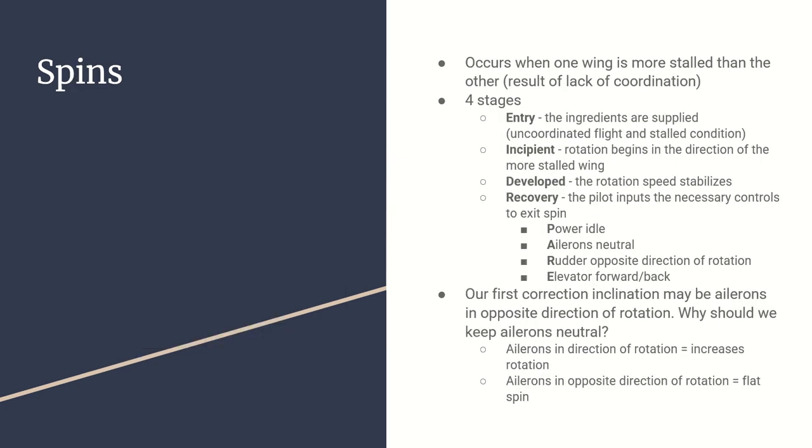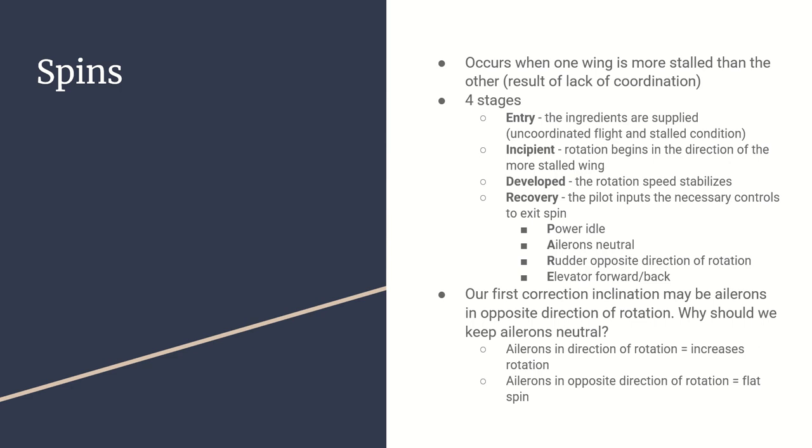So stalls are kind of scary at the beginning, right? But if you know what to do, they're not so bad. Spins are another matter. Spins are still stalls. They're just aggravated stalls. Okay. And when we have a spin happen, what's going on is that one wing is more stalled than the other. Mainly that's due to lack of coordination. So if we don't have enough rudder to counter those turning tendencies, we will have lack of coordination and possibly a spin on our hands.